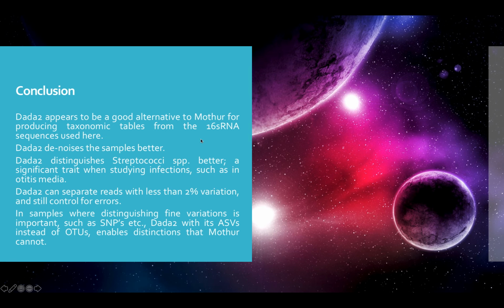So to conclude, Dada2 does appear to be a great alternative to Mothur for producing the taxonomic tables from the 16S rRNA that we used. Dada2 denoises the samples better, and it distinguishes Streptococci species better, which is significant. Dada2 can separate reads with less than 2% variation and still control for errors. And in samples where distinguishing these fine variations is important, such as single nucleotide polymorphisms, Dada2 with its amplicon sequence variants and set of operational taxonomic units enables distinctions that Mothur can't.